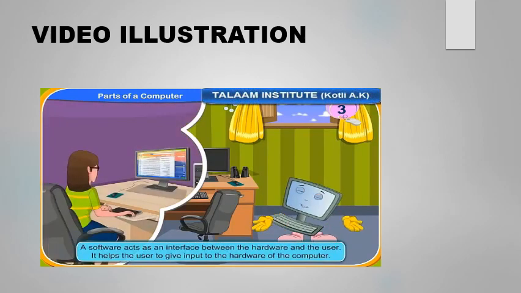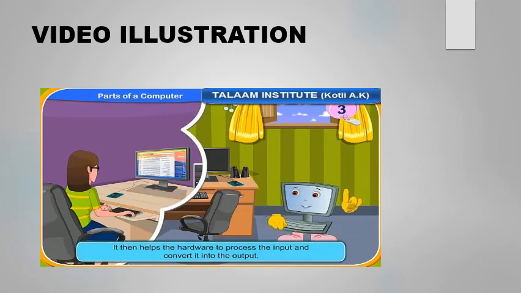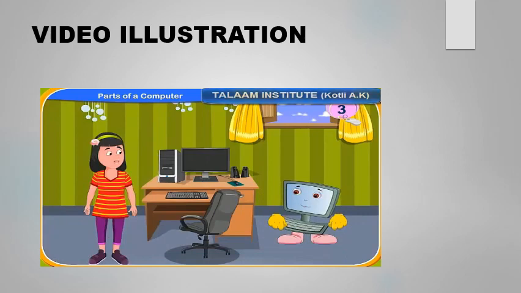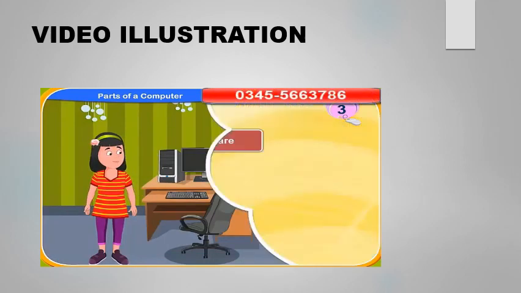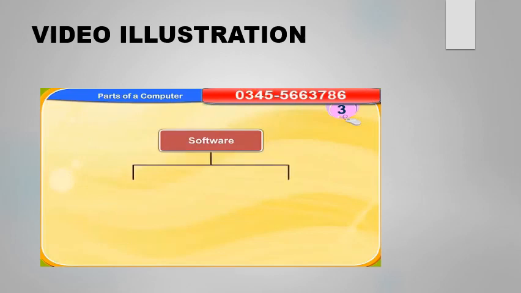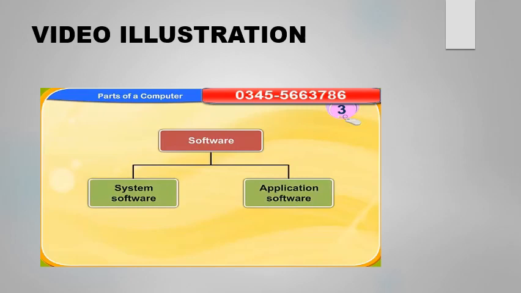A software acts as an interface between the hardware and the user. It helps the user to give input to the hardware of the computer. It then helps the hardware to process the input and convert it into the output. Are there different types of software? Yes, there are mainly two types of software. They are system software and application software. Let me tell you more about them.